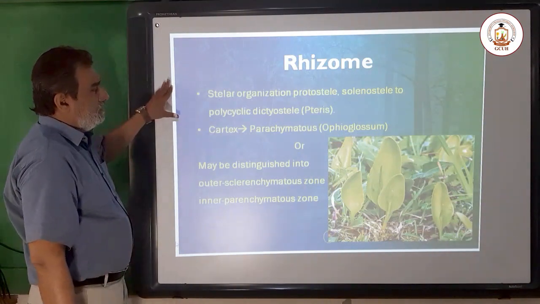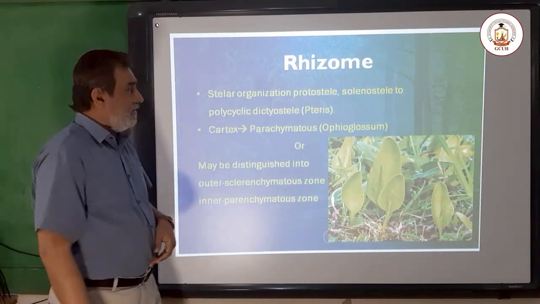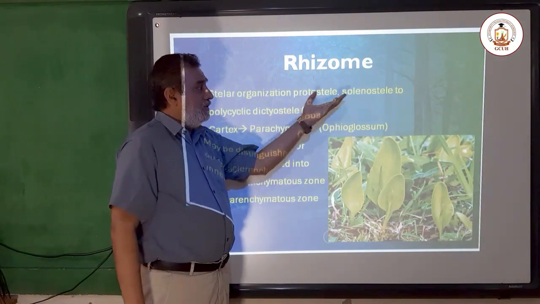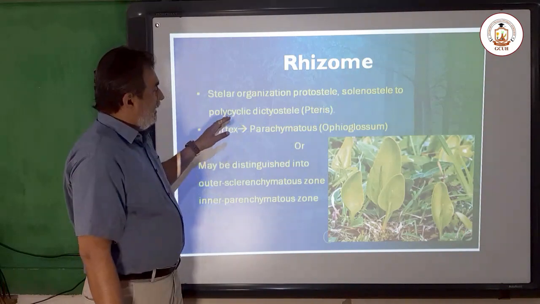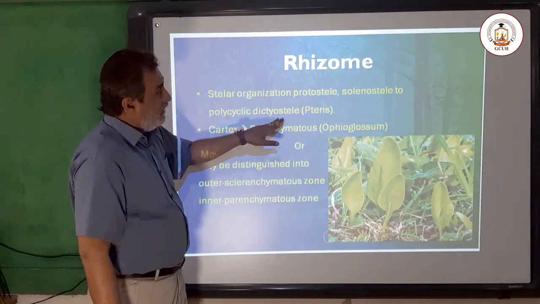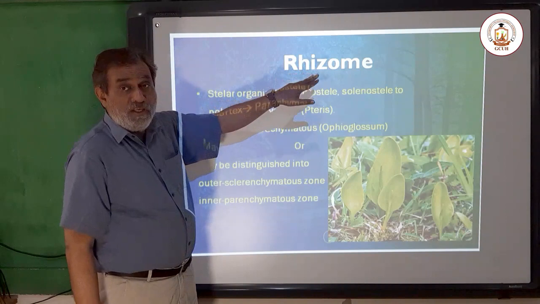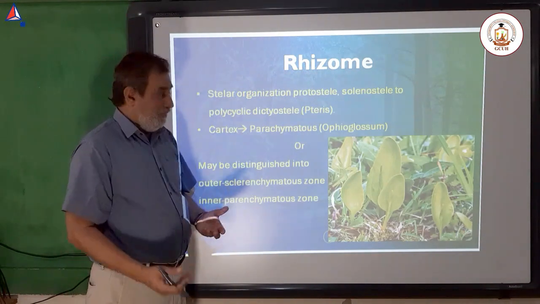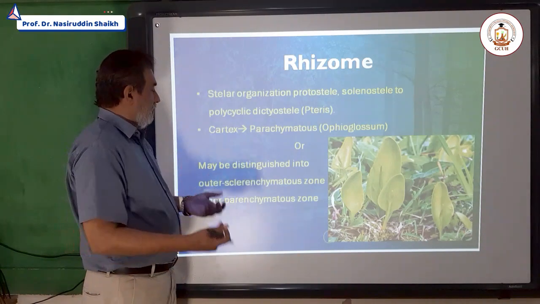Now we have already discussed the stelar organization in my last lecture: protostele, solenostele, polycyclic stele, dictyostele. These different types of steles are present. Their rhizome is stem, because the stem is a type of the cortex.